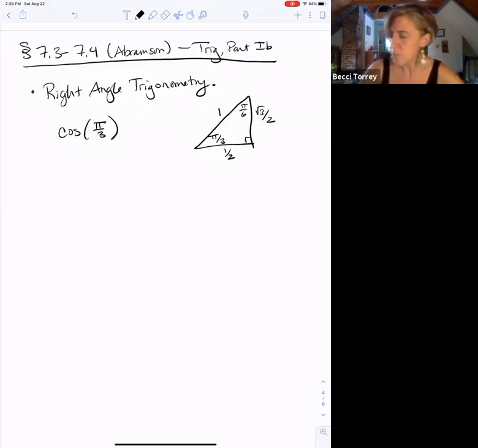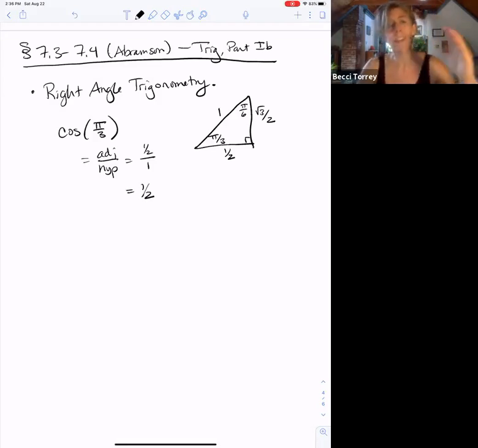And then cosine of pi over 3, right, is the adjacent over the hypotenuse. This is how we learned the right angle trig. So this is adjacent over hypotenuse. And so the hypotenuse is 1 and the adjacent is 1/2. So this is 1/2 divided by 1, but anything divided by 1 is just itself. So cosine of pi over 3 is 1/2. Okay, that's how we learned right angle trig.